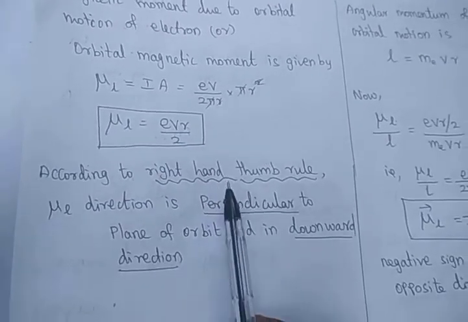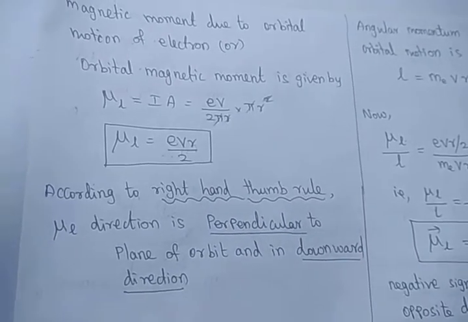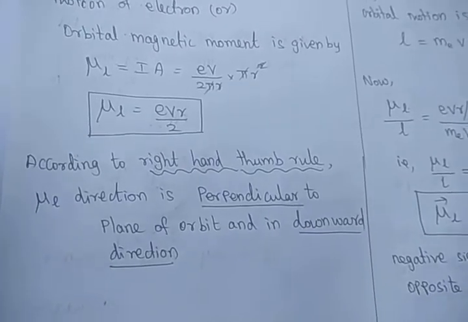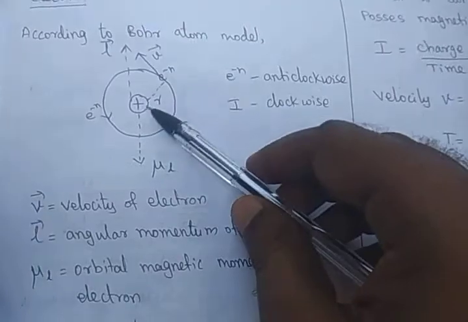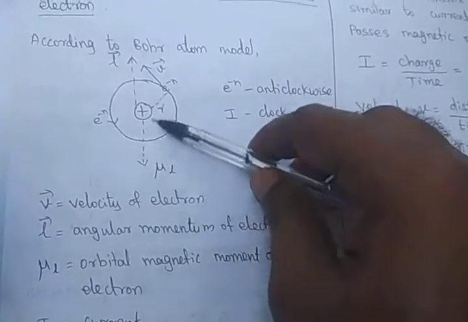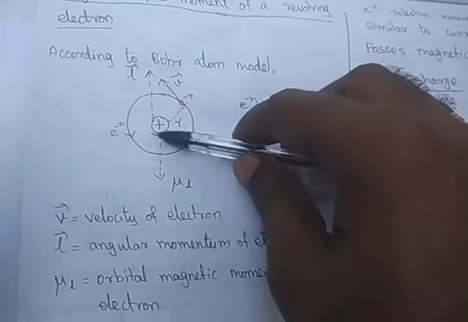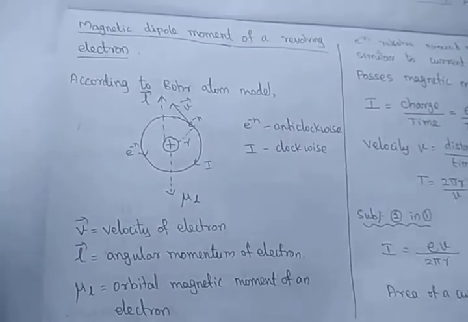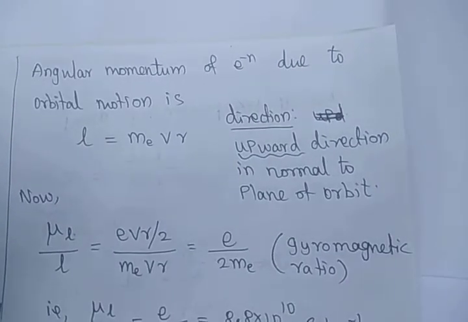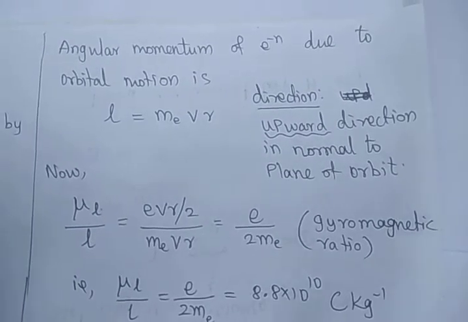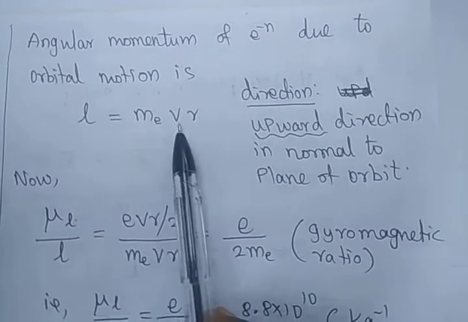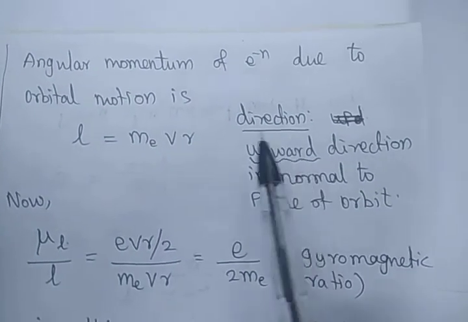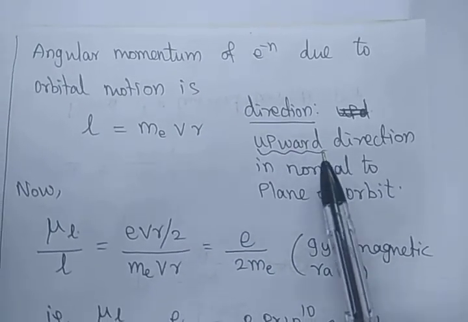According to the right hand thumb rule, the direction of the orbital magnetic dipole moment is downward, as shown in the picture. The direction of the angular momentum of the electron is upward. The angular momentum of an electron due to the orbital motion is given by L equal to m v r, where m is the mass of the electron, v is the velocity of the electron, and r is the orbital radius. Its direction is upward, as we told earlier.